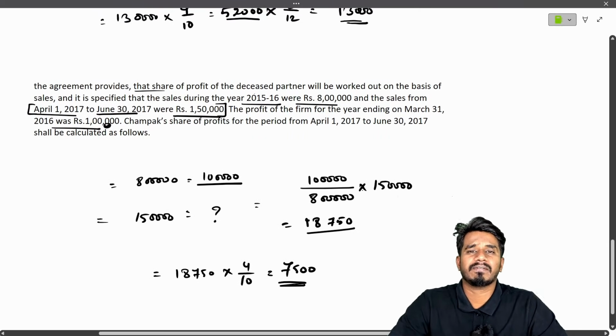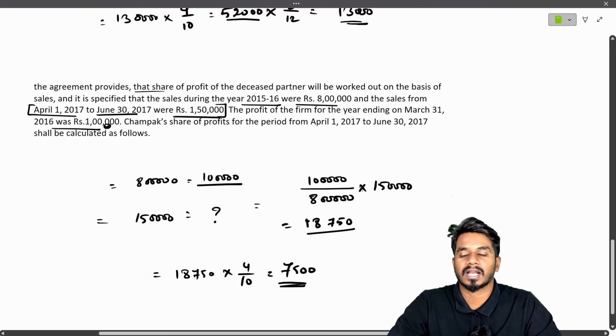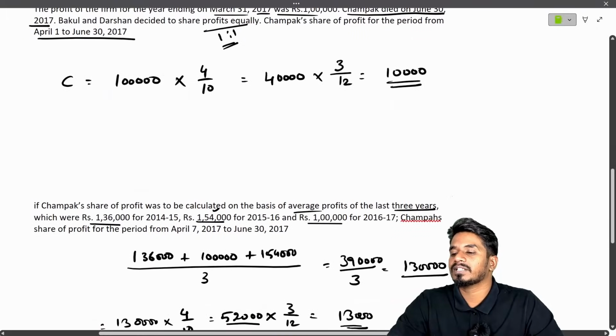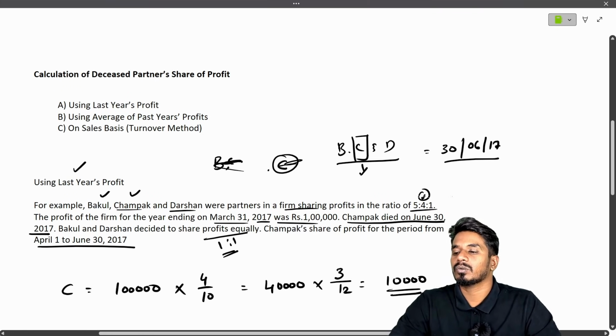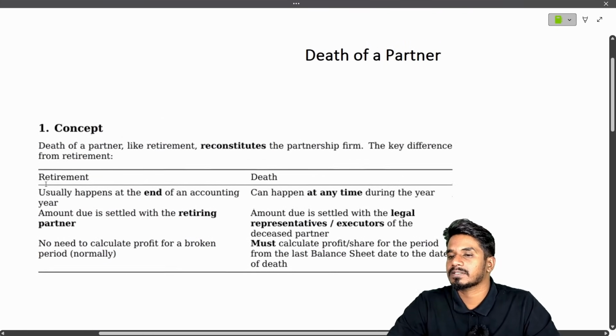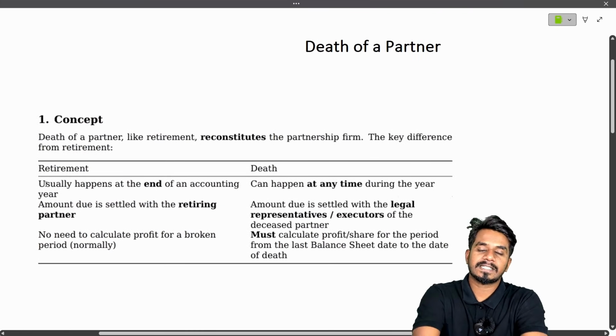These are all very normal, simple calculations. In the next video, we will solve one question which will have revaluation and partners' capital account also. So kindly note it down. These things are all very important. That's the end of the video.